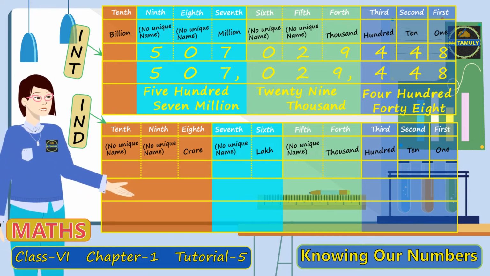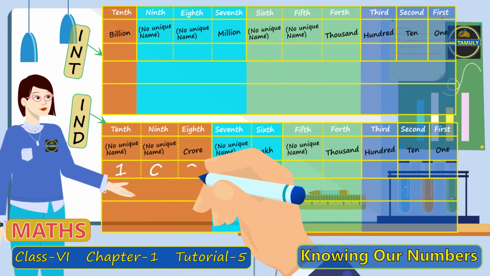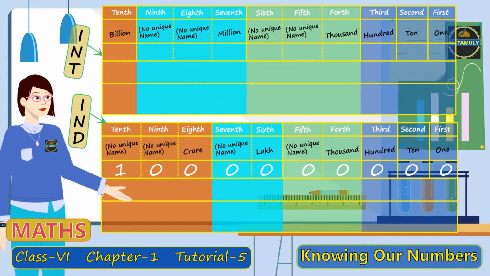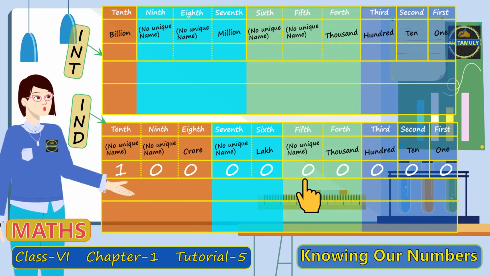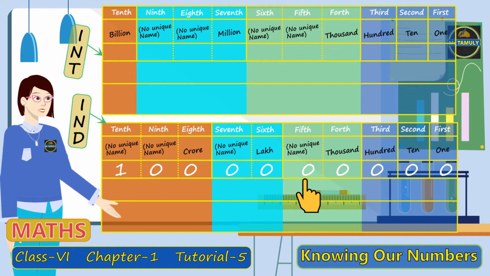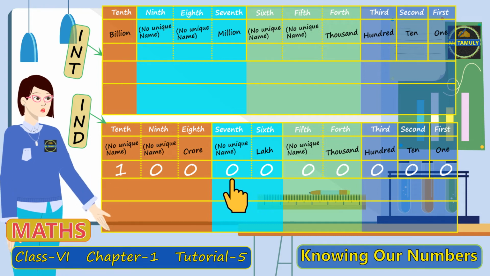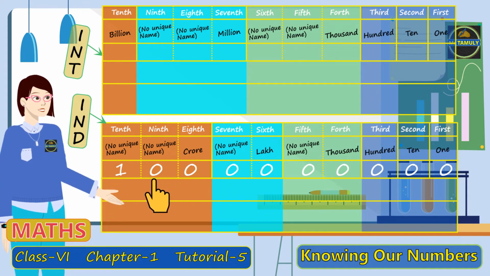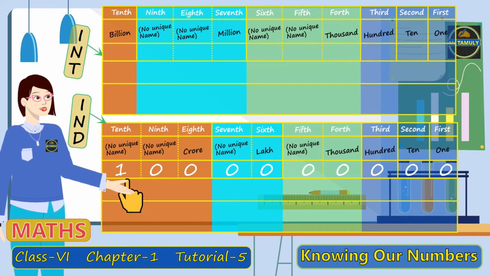Next we shall name a 10-digit number in the Indian format. The number is 100,00,00,000. As you have learned in the tutorial number 4, in the Indian format of naming numbers, the 4th and the 5th positions are treated as combined positions having the name thousand. Similarly, the 6th and the 7th positions are also treated as combined positions having the name lakh. Thereafter, the 8th, 9th and the 10th positions are to be treated, for the purpose of naming numbers, as combined positions having the name crore.